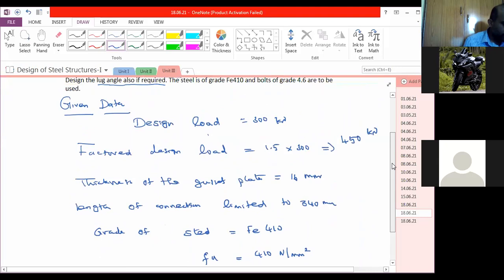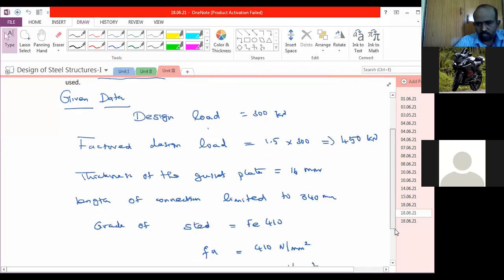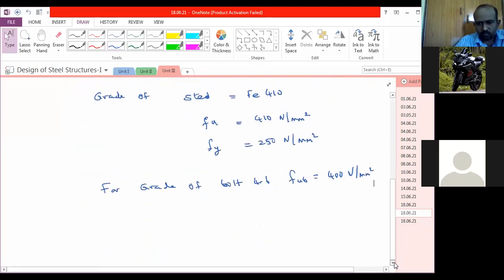The bolt diameter is not given, right? So let us assume the bolt diameter later, right? But the grade of bolt is given, right? Now, what is the procedure that needs to be followed in order to do this?